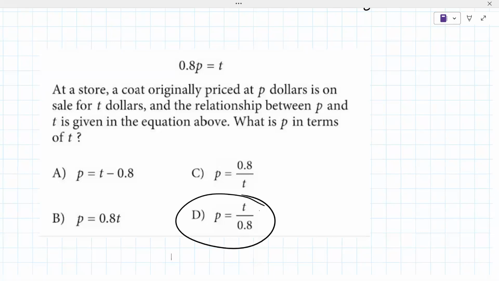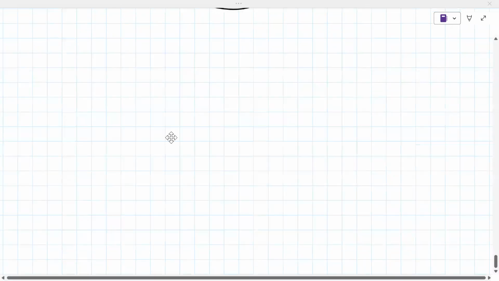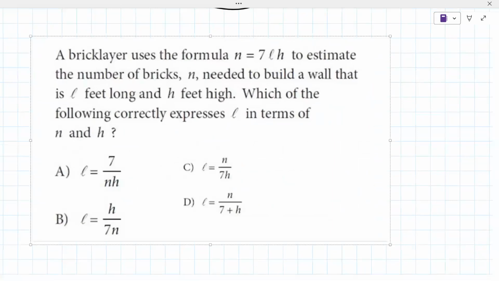Let me give you one more to try. So it would be 7 each. It's either C or D.